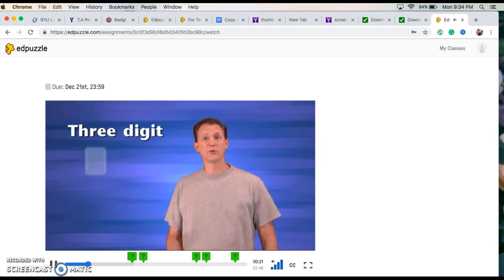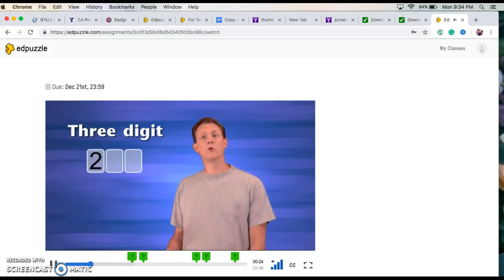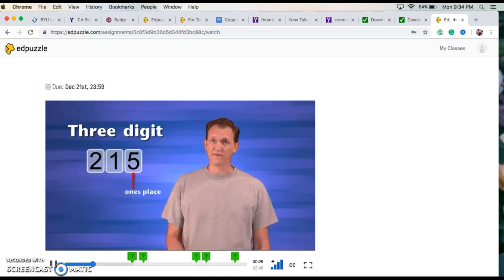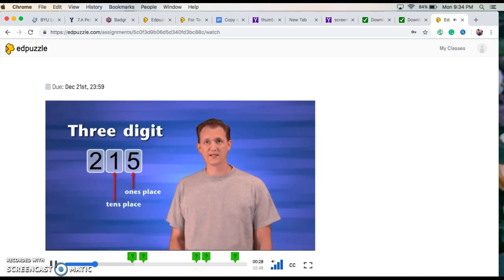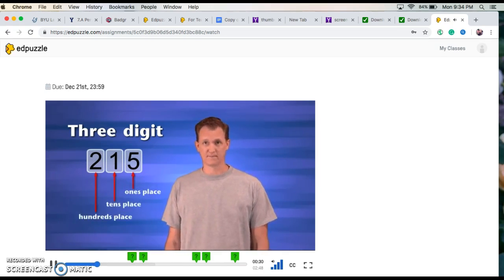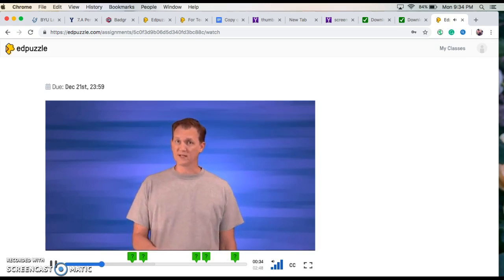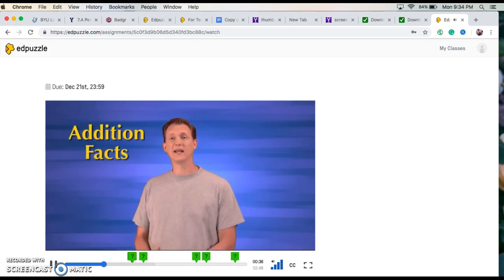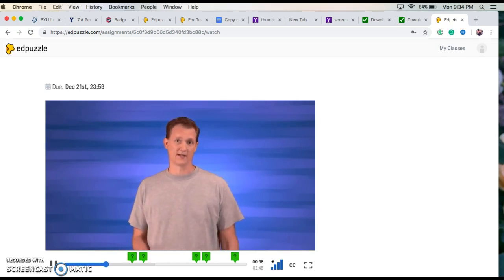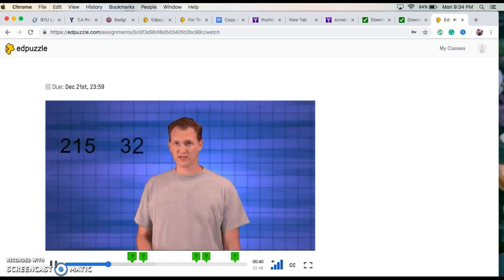Three-digit numbers use three number places. For example, 250. There's a 0 in the ones place, a 5 in the tens place, and a 2 in the hundreds place. But no matter how many digits a number has, if you know your basic addition facts, you can add it to any other multi-digit number easily. So let's start by adding these two numbers together.